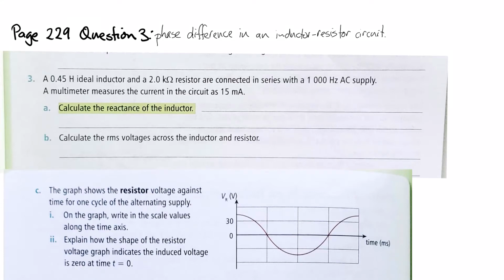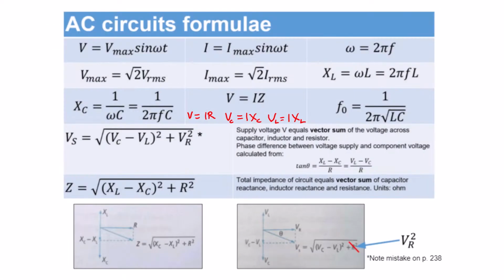Okay, question 3, we've got an inductor and a resistor in series with an AC supply, so no capacitors. So the multimeter measures the current in the circuit is 15 milliamp. Okay, calculate the reactance of the inductor. Let's recall our formula again.